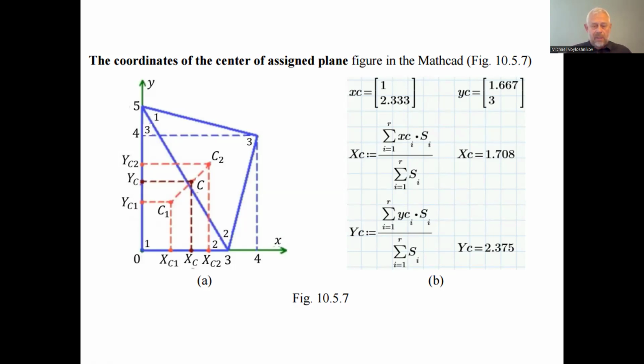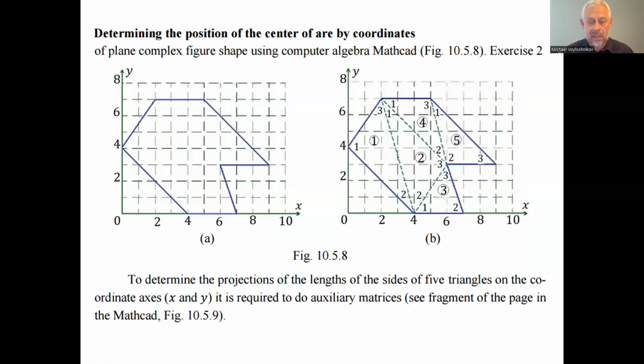And okay, let's consider one more exercise. Here we have a complex figure with many angles, and we divided it into 5 triangles. Next, we can use the same program we got originally, and we can adopt it for finding the area of this multi-angular figure and the finding of each center of the area. And how to do that?